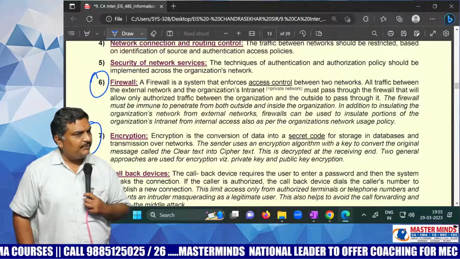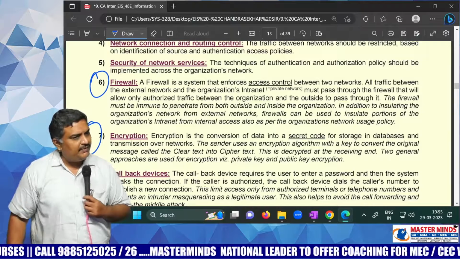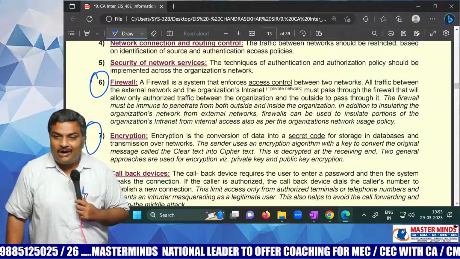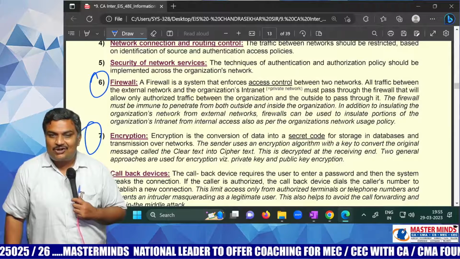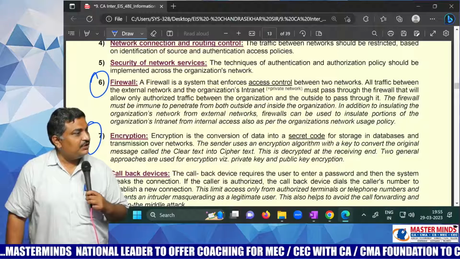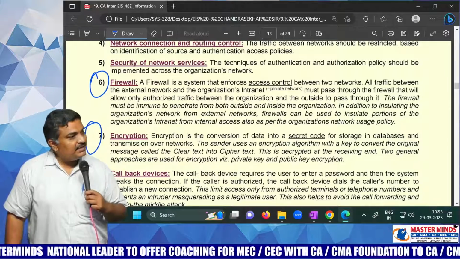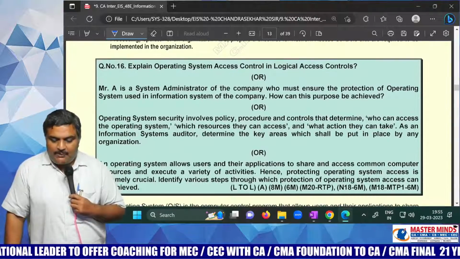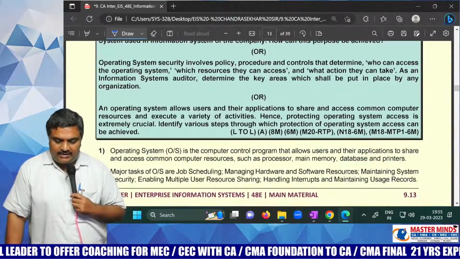Firewalls means what? Here I cannot open each and every website. Firewall will restrict. The name itself says it, firewall. That means a website cannot cross it. This firewall will block certain websites which seem to be illegal, dangerous, or nonsense.